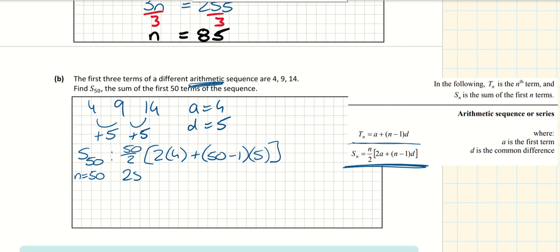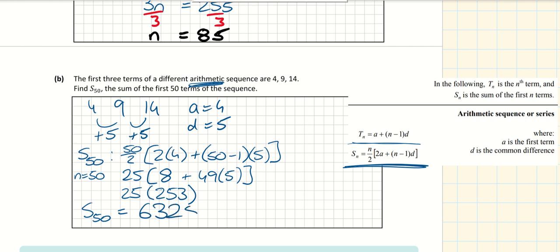Okay, so 50 over 2 is 25. 2 by 4 is 8 plus 49 by 5. Wrong bracket. 49 by 5. So that's 25 by 253. And that works out as, so S50 is 6,325. Okay, probably going to need a calculator for that one. So your answer is 6,325. In general, when you're finding S numbers, you're going to have much bigger answers. So 6,000 is quite normal for that.